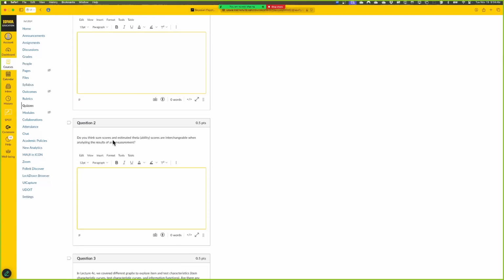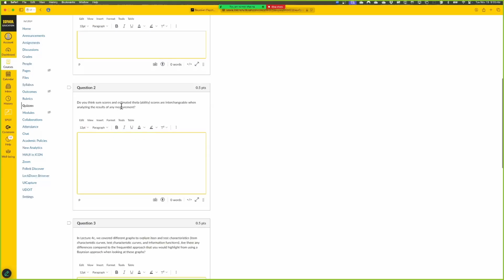Do you think sum scores and estimated theta ability scores are interchangeable when analyzing the results of any measurement? So can you replace a sum score with a theta? I like this question. I'm going to just take a drink here. Celsius, anybody?